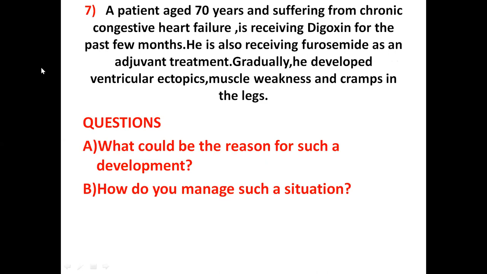We'll move on to the next, 7th problem. A patient aged 70 years and suffering from chronic congestive heart failure is receiving digoxin for the past few months. He is also receiving furosemide as an adjuvant treatment. Gradually he developed ventricular ectopics, muscle weakness and cramps in the legs.